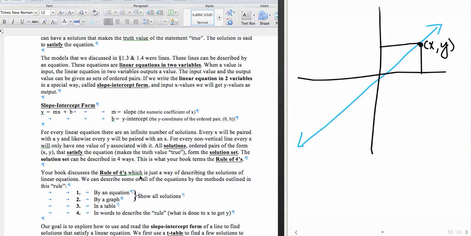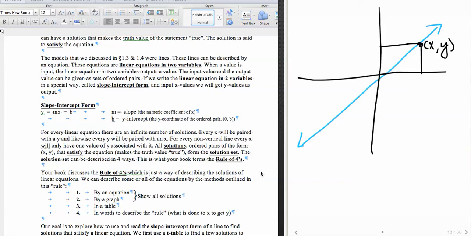And those are just two of the four ways. Those are the two that show all the solutions. But we can show some of the solutions with a table. We've seen that already. And then we can also use words to describe the rule so that we could get particular x's and y's.